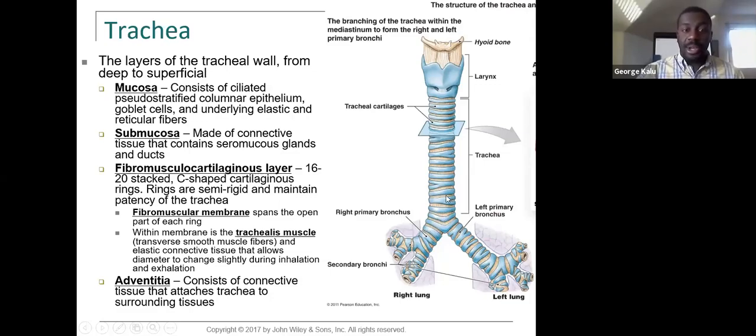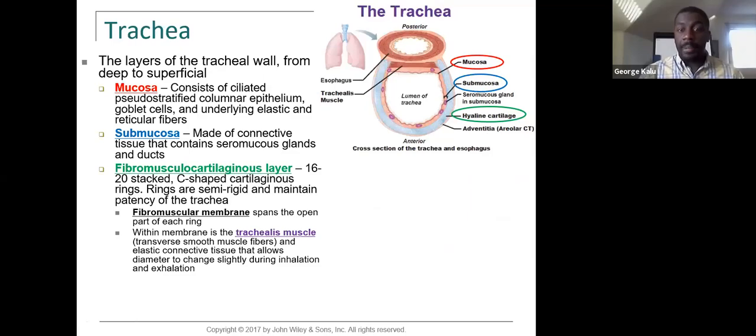And so this region is going to be really important because we're going to have a few things that are going to be helping to make sure that this pathway stays open. There's going to be a fibromuscular membrane at the posterior region, where we have this open part of our cartilage. And inside the fibromuscular membrane, there's going to be a muscle called the trachealis muscle.